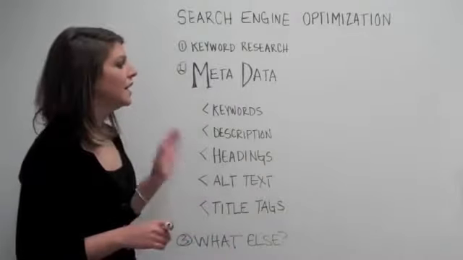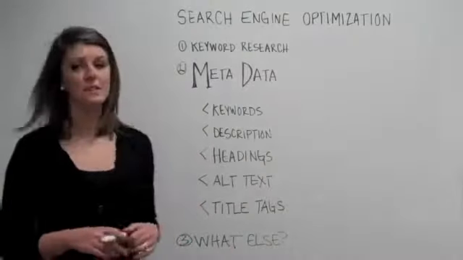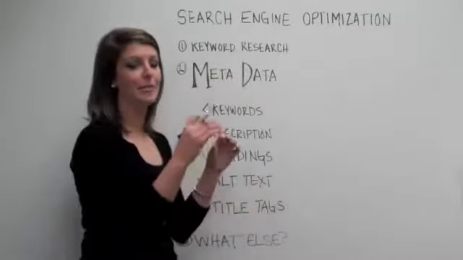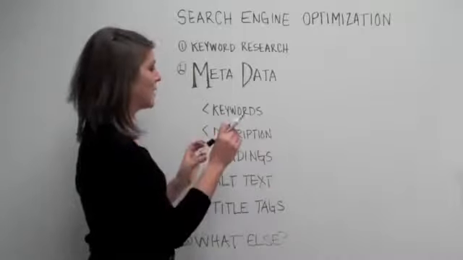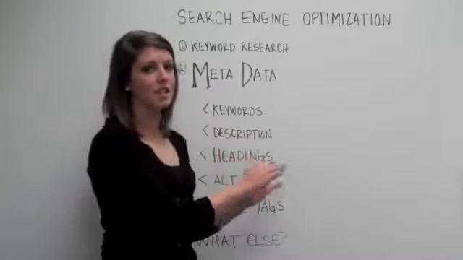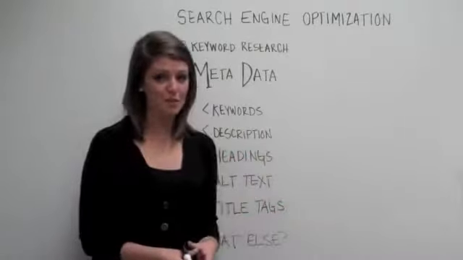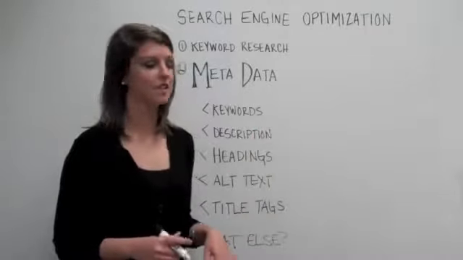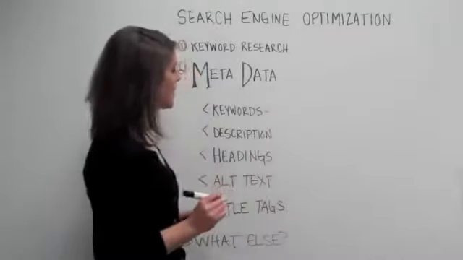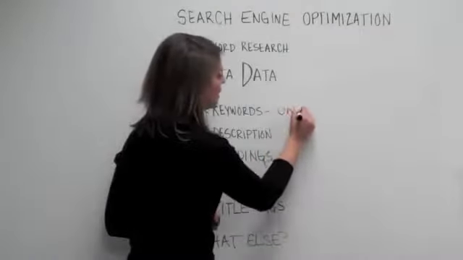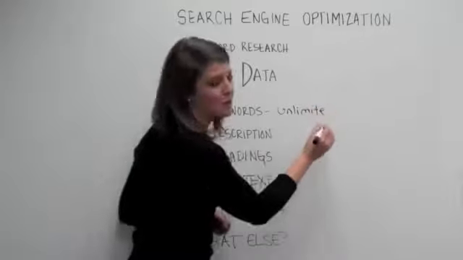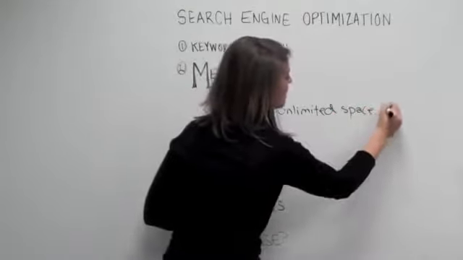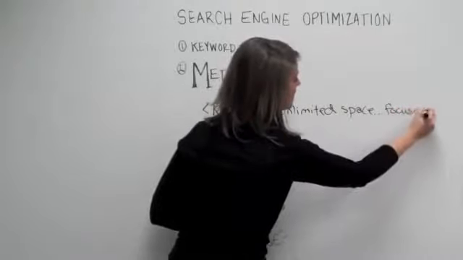So first of all, keywords. Keywords are very important to metadata. You want to make sure that after you do your keyword research, you're applying the best keywords that are focused to your page, not too broad, not too overly specific, and you want to make sure that you use a lot of those to attract visitors to your page. So the two things to remember about keywords are that you have an unlimited amount of space, but don't abuse it. And you want them to be focused to your content.